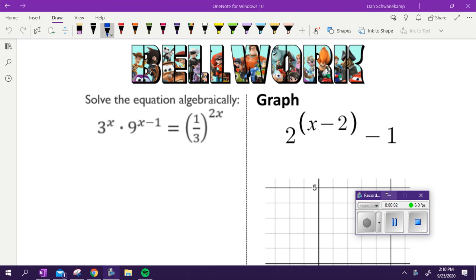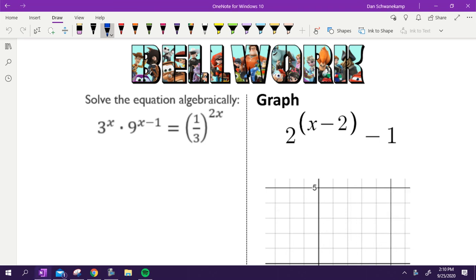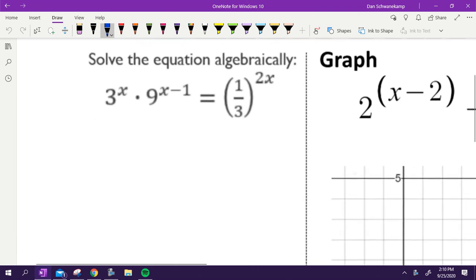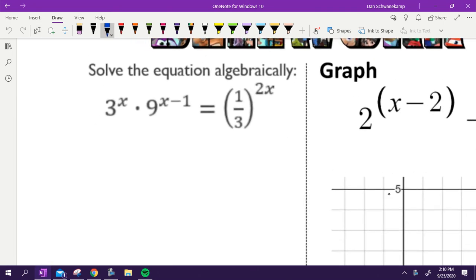All right, so I was gone a couple days, so I'm going to record bell work here just to make sure we got it. Solve the equation algebraically: 3 to the x, 9 to the x minus 1, and 1/3 to the 2x. When we see something like this, the best way to solve it would be to rewrite everything with the same base.